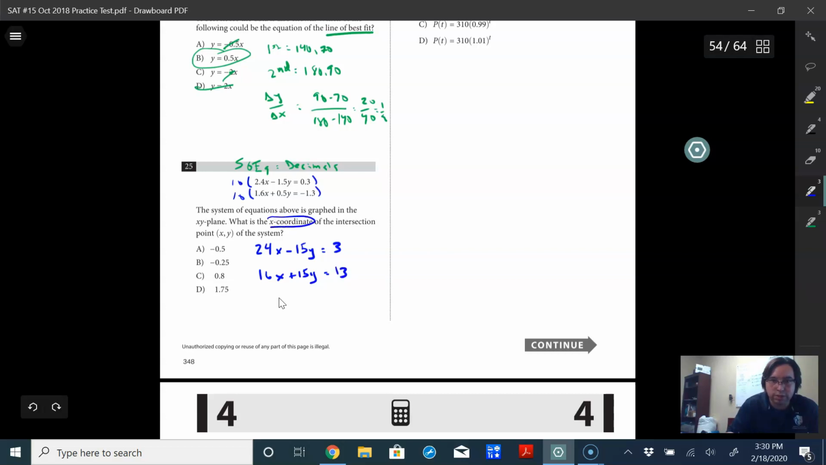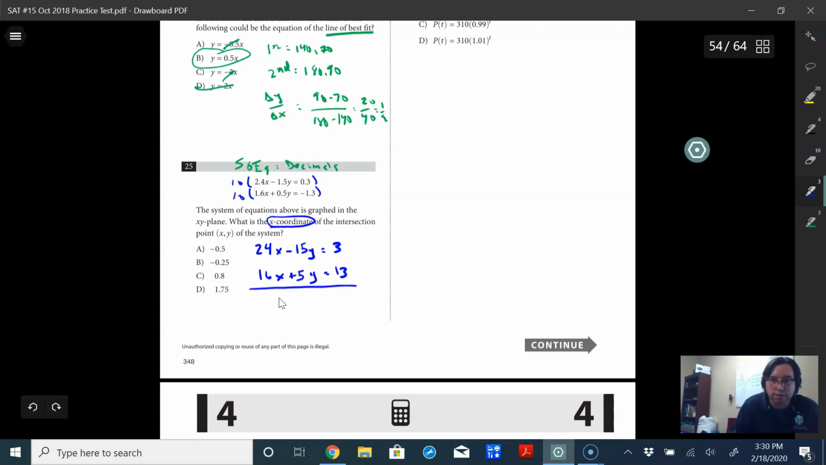So if we're looking for the x coordinate, that means we want to eliminate the y's. Sorry, oops, I messed up right there. That's supposed to be, sorry, 5y, 10 times 0.5. That's going to be 5y.